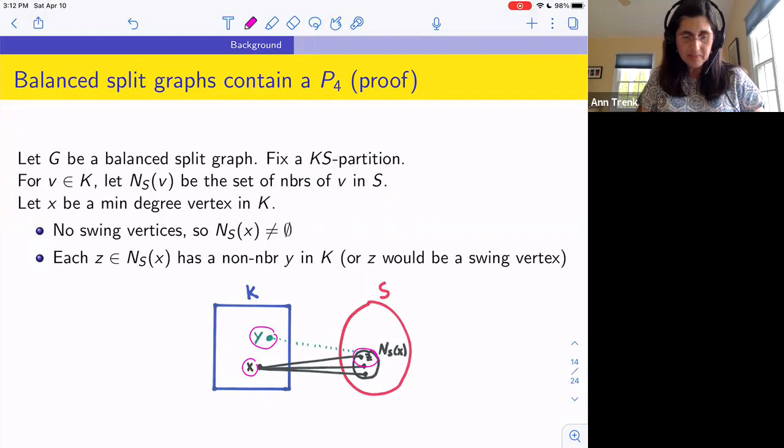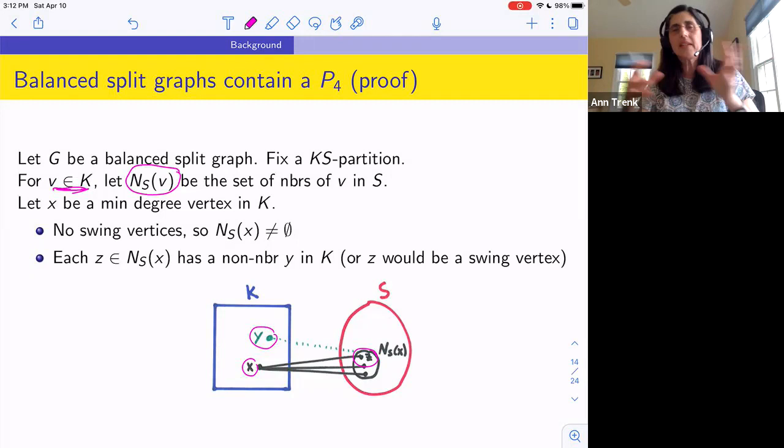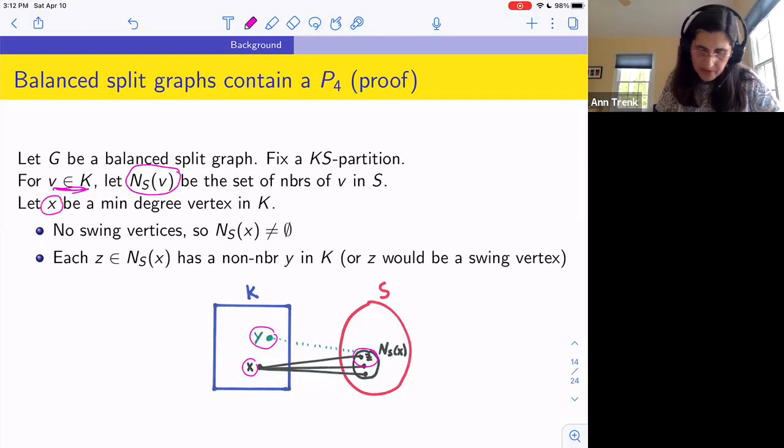So let's start with a balanced split graph and fix a KS partition of it. And this next line is just notation. For any vertex in the clique side, we just let this stand for its set of neighbors in the stable set side. So I don't care about its neighbors within the clique. I just care about its neighbors in the stable set. And then I'm going to let X be a minimum degree vertex in my clique side.